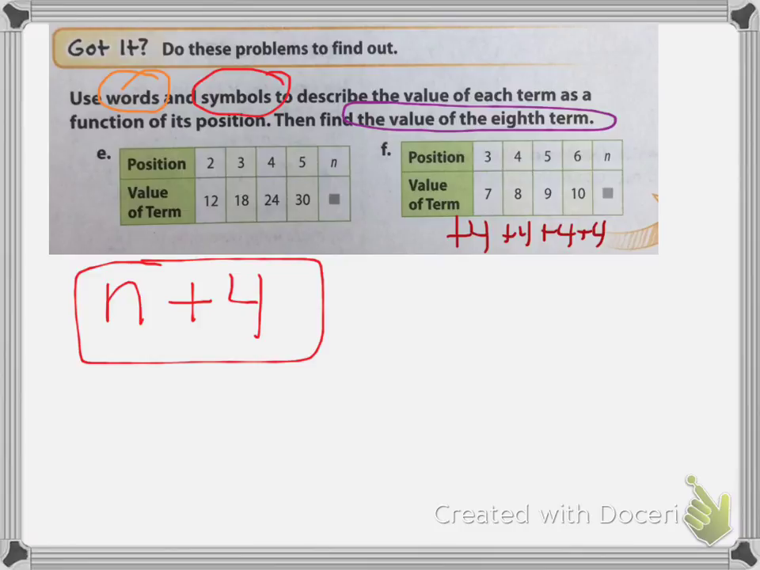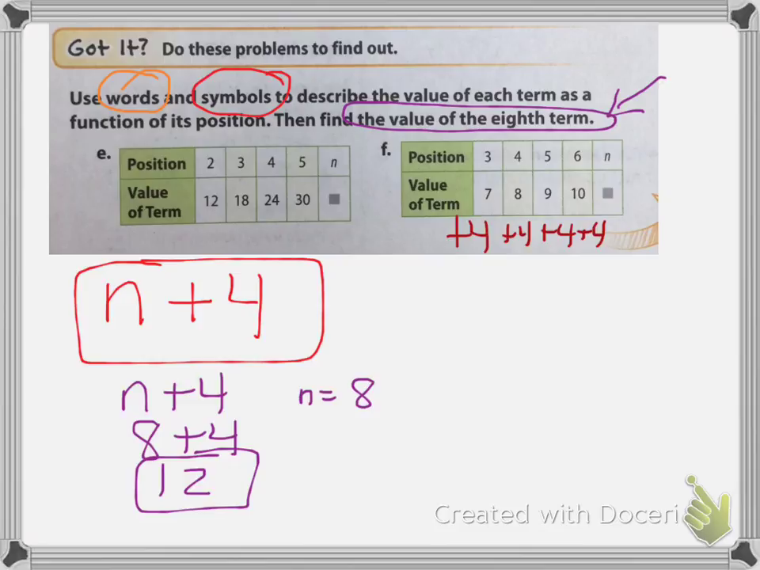The next piece says, remember, find the value of the 8th term. So that means we're going to take n plus 4, and then we're going to substitute 8 plus 4, because we're saying that n is equal to 8, because it's asking us for the 8th term, like it did right here. So now 8 plus 4: 9, 10, 11, 12. So we get 12 for our value. That's the second piece of our answer.